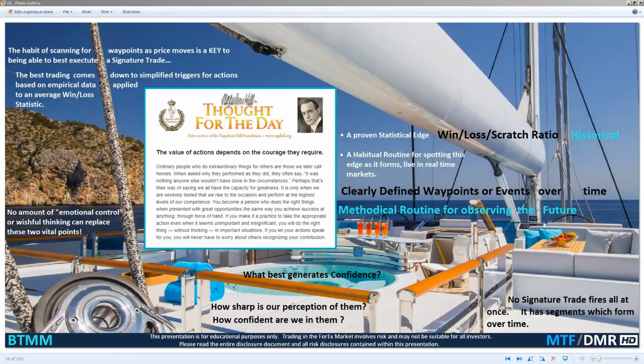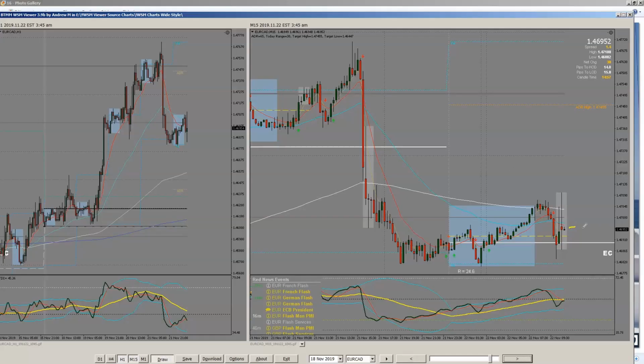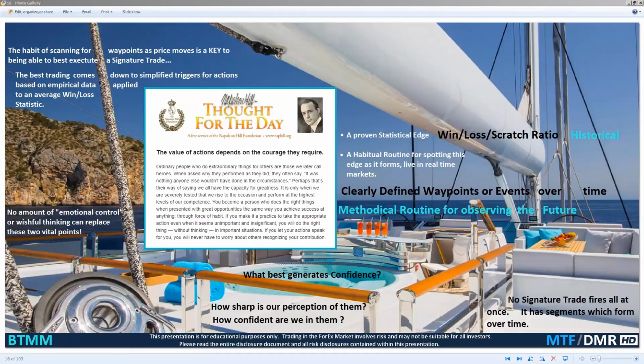And I haven't seen the A+ answer yet, but that's okay. And I've seen a lot of allusions to it, so I see you answering in line with what that particular question is. But my question is, what best generates confidence to follow all the waypoints and then enter here, short? Right? What best generates confidence?